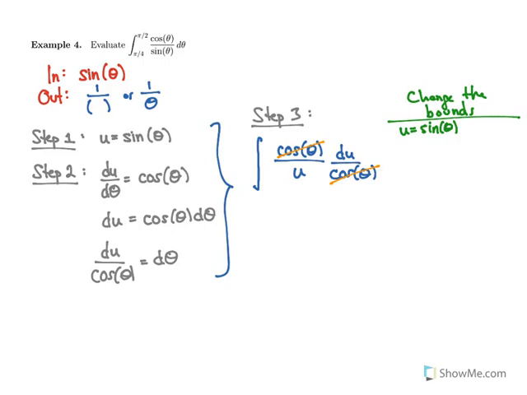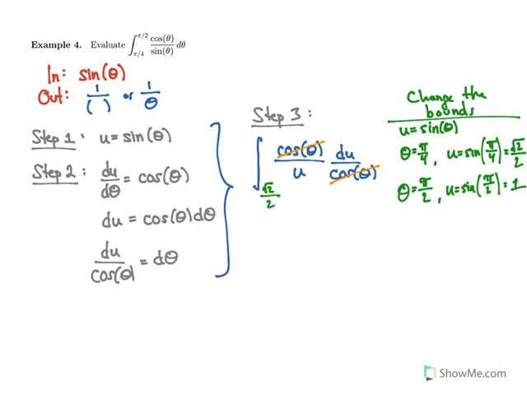So our first bound is that theta is equal to pi over 4. So that means that u is going to be equal to sine of pi over 4, which is going to be square root of 2 over 2. Second bound, theta equals pi over 2. So that means that we're going to have u is equal to sine of pi over 2, which is going to be equal to 1. So that means that our bounds in terms of u are going to be from square root of 2 over 2 to 1.